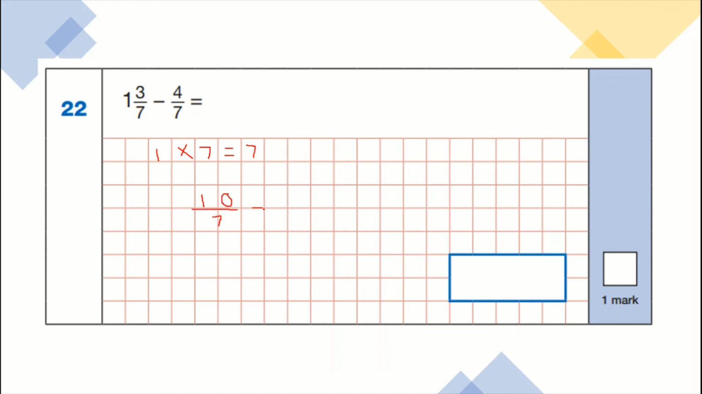Minus 4 over 7. Now we don't need to change the denominator, so the bottom numbers, we don't need to change them because they're both the same number. But if they were different numbers, we'd have to make the bottom numbers the same. So bottom number stays the same. 10 minus 4 is 6. So the answer is 6 over 7.